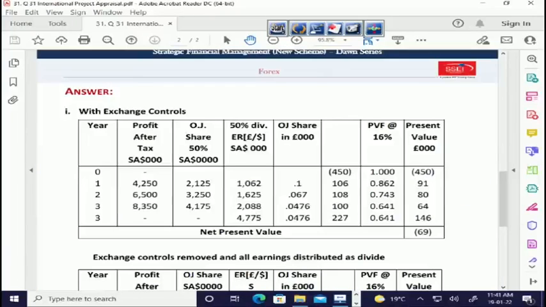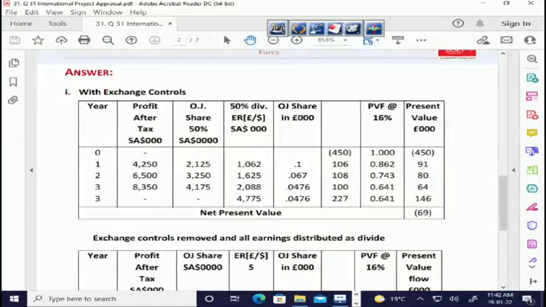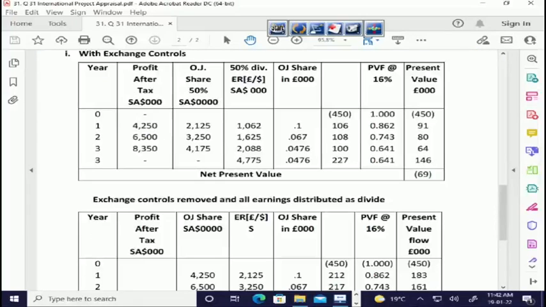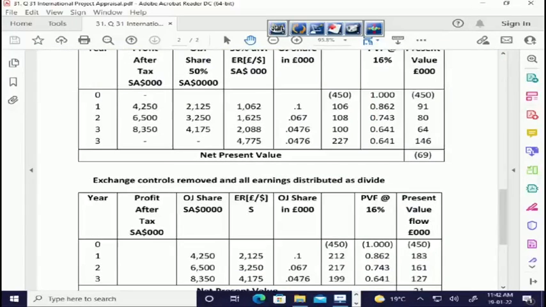Let's check the calculation. Profit is given. They've done half of it, they've done once again half of it. And then after doing the half of it, they have converted into pound terms, and then they've done the present value. You can see in the last year, there's additional cash flow of 4775. That is the accumulated amount of the first 3 years. That's the NPV. So that was scenario 1 when exchange controls are there.